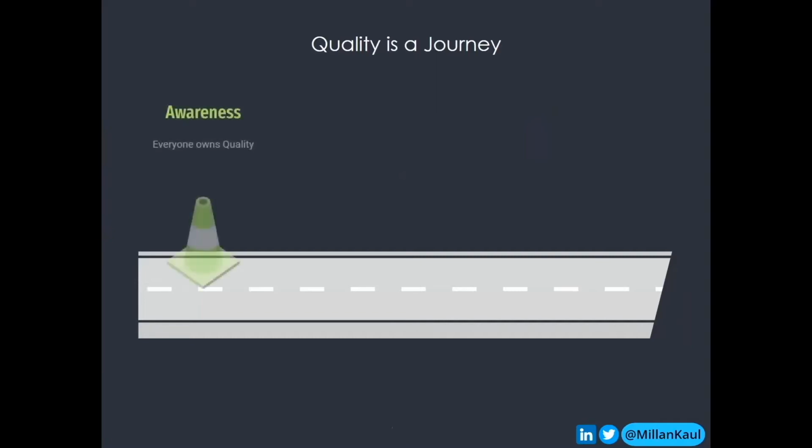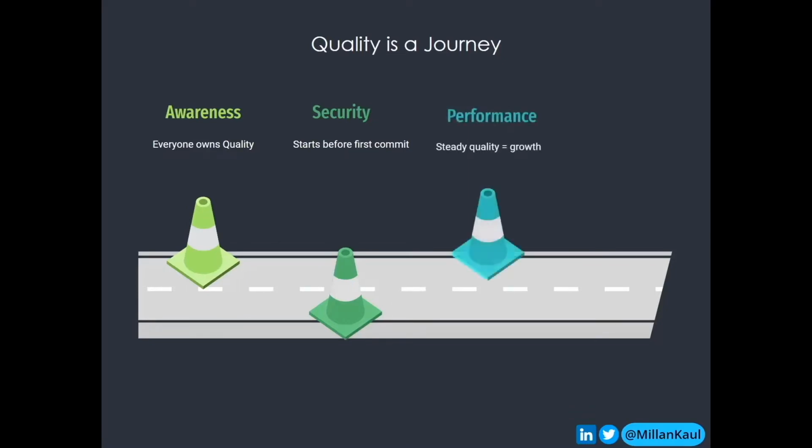Number one should be awareness. Keeping everyone from top to bottom in the loop that quality is owned by everyone, not just the tester of the team. Second key deliverable is security. It should be planned way ahead, even before writing your first code. Performance is no more just a load testing to be done at the end. I have a live demo of one of the tools in this webinar coming for you. And the most important is repeat.